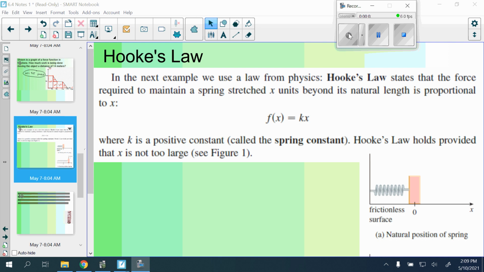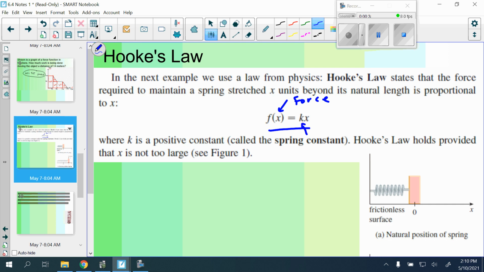All right, the next work problems we're going to look at are coming from springs. We're going to use a physics law called Hooke's law to do these spring problems. So the next example, we're going to use Hooke's law that states that the force required to maintain a spring stretched x units beyond its natural length is proportional to x. So our Hooke's law here is stated here. This is our force.